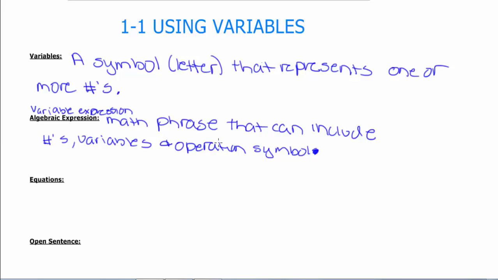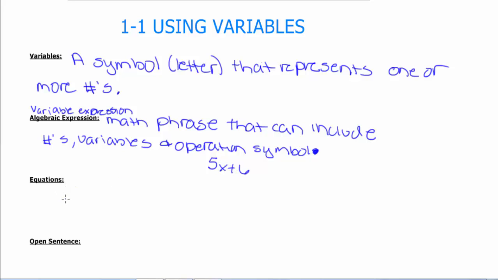If it just said a math expression or a numerical expression, that would just be numbers. But since it says variable or algebraic, that means it has a variable in it. So it would be like 5x + 6. The 5 and the 6 are numbers, the x is the variable, and the plus sign is the operation symbol, which I'll show you in a minute.